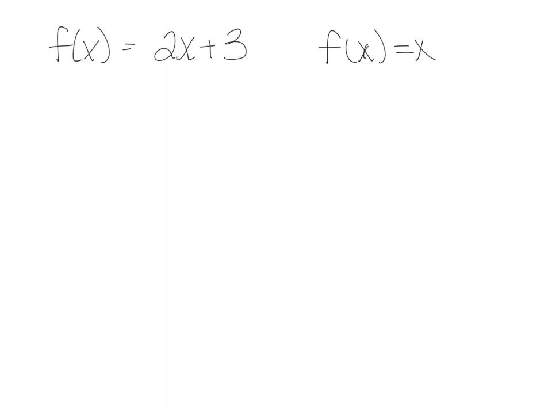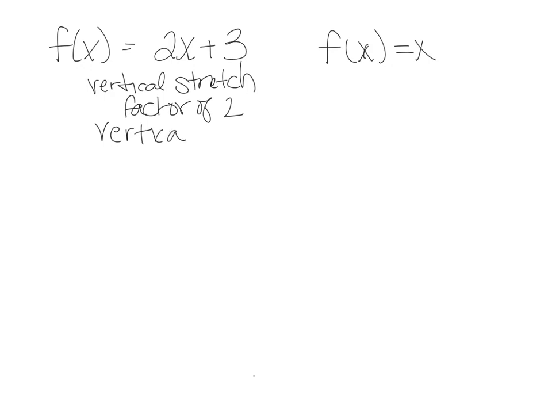Let's look at a few functions already written. Let's say my function is f of x equals 2x plus 3. This is a linear function. The parent graph is f of x equals x. So if I'm describing the transformation from the parent graph, I can say this is a vertical stretch, because the factor is 2, which is greater than 1. And outside the function again, plus 3 is a vertical translation up 3.